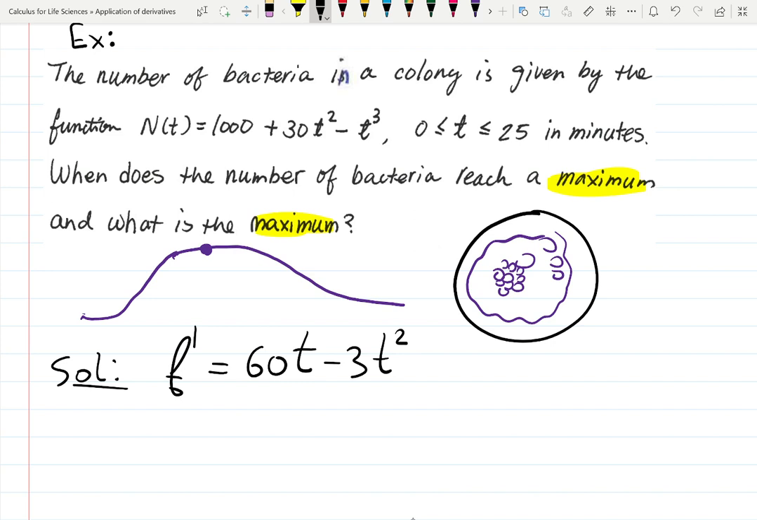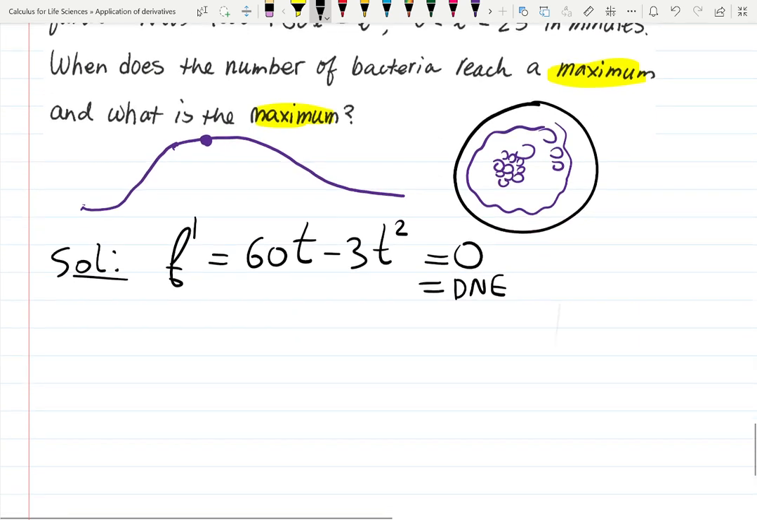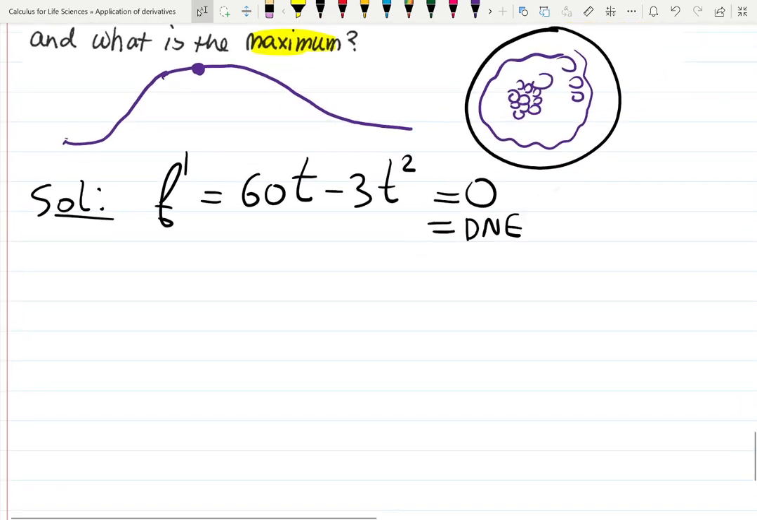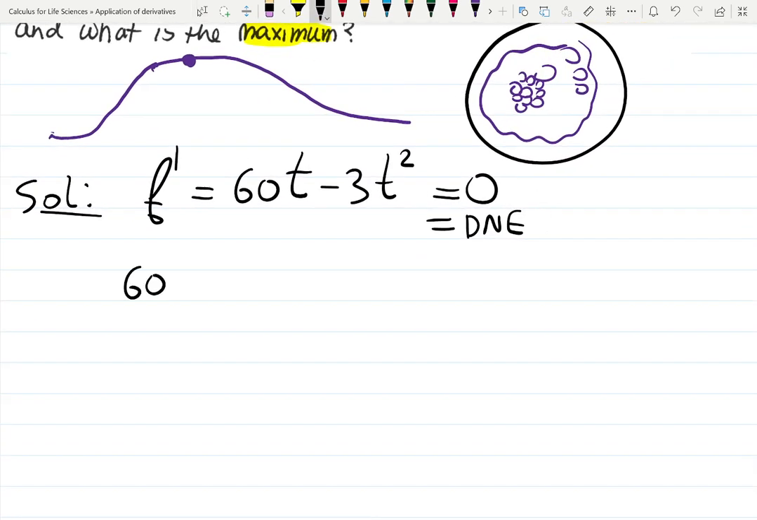We want to find zeros and DNE points. No DNE points in this case because it's a quadratic function, but we need to solve for zeros. So it's going to be 60t minus 3t squared equals 0.